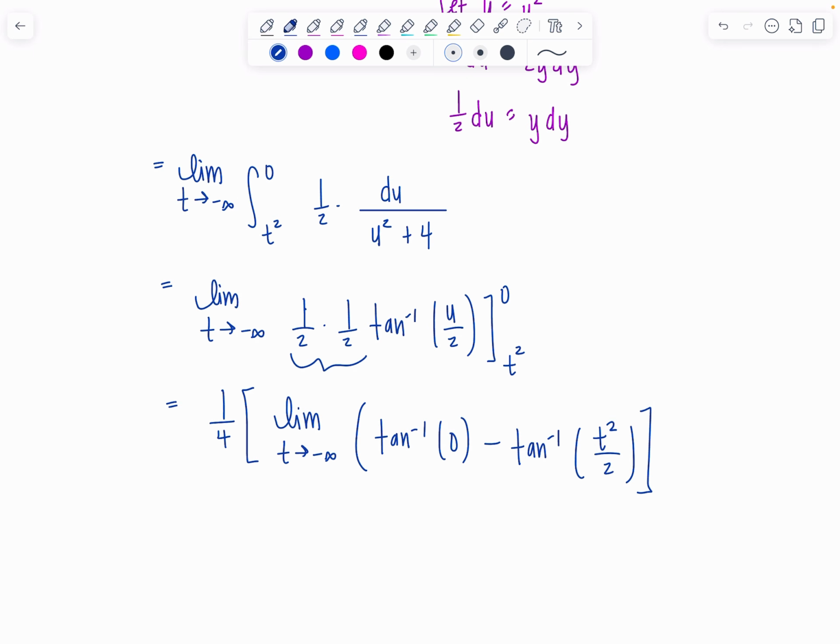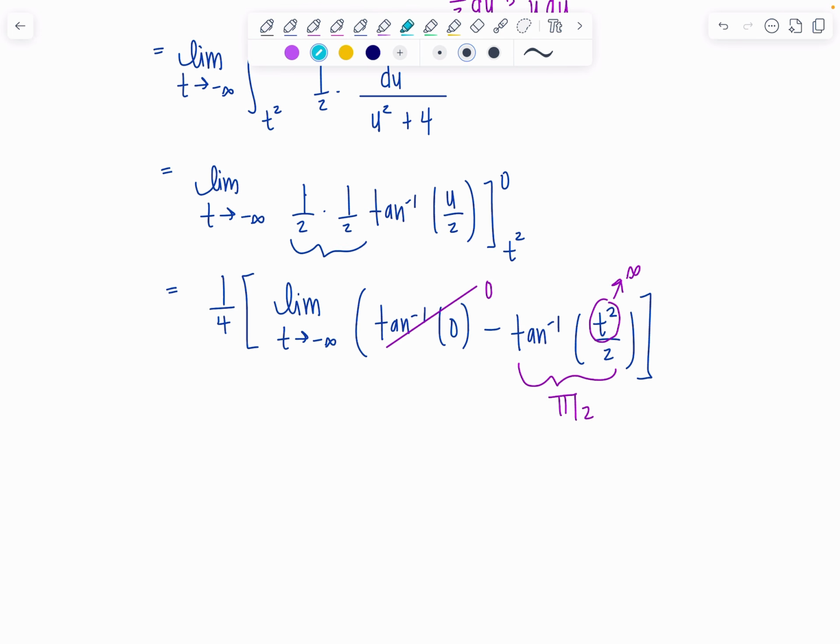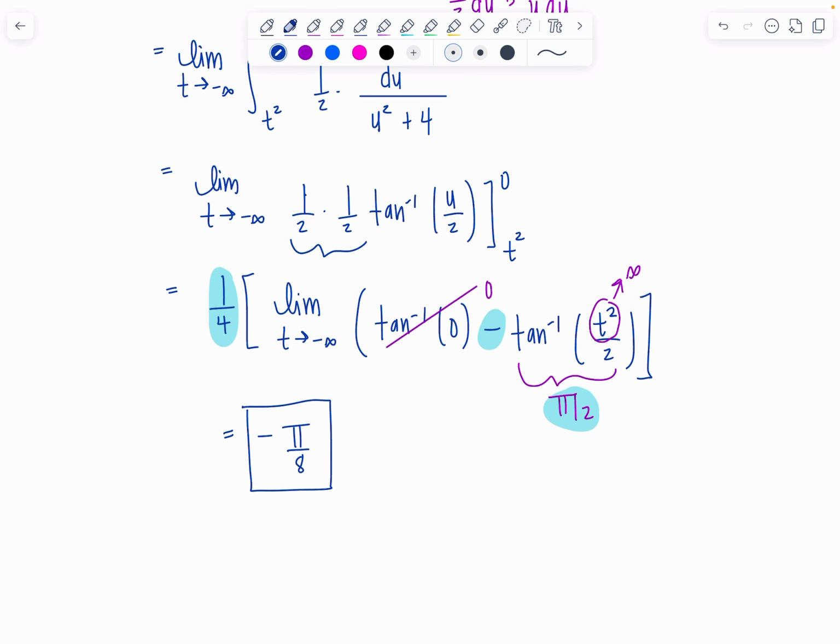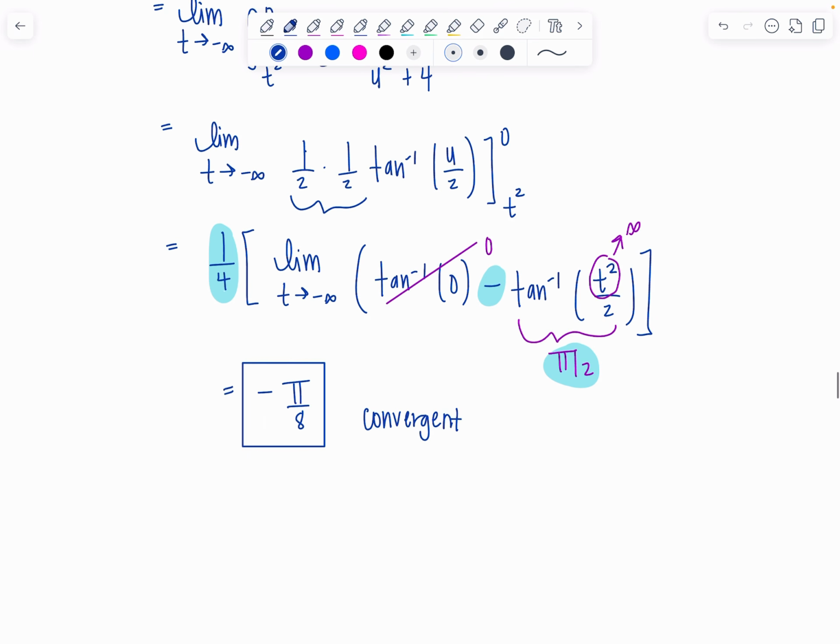Okay, so tan inverse of 0, that's just 0. And then as t goes to negative infinity, t squared goes to positive infinity. Dividing by 2 still, it's going to positive infinity. So this is going to approach pi over 2. You should know that from the graph. So then I have 1/4 times negative pi over 2. So this is going to be negative pi over 8. Good? Okay, so it's convergent. We can add that in there. Why not? All right, moving on.